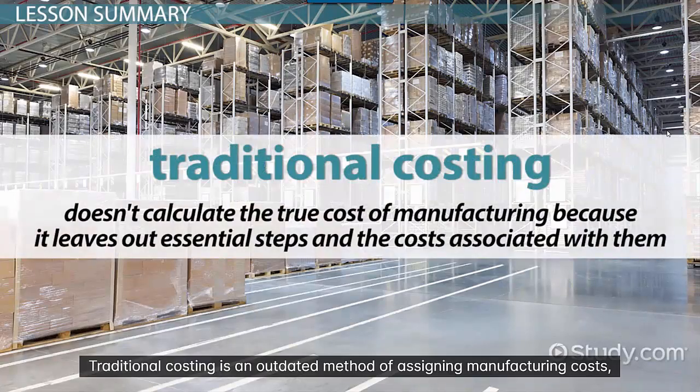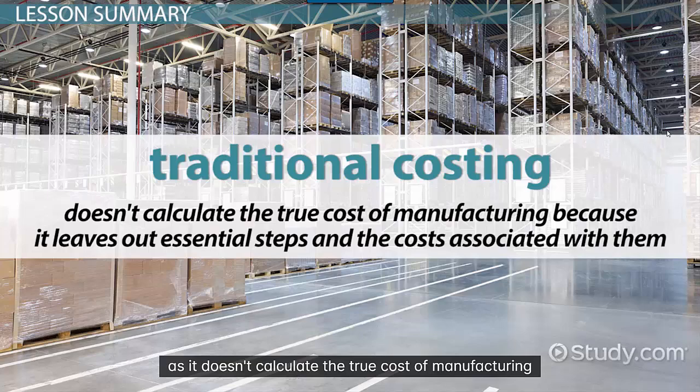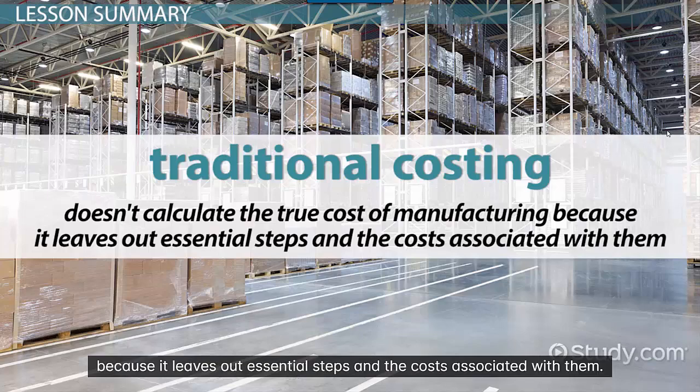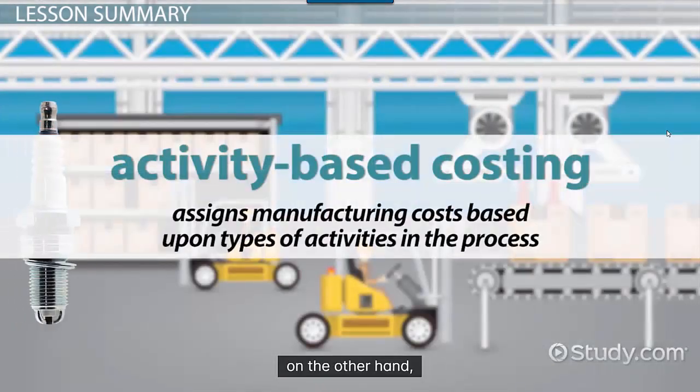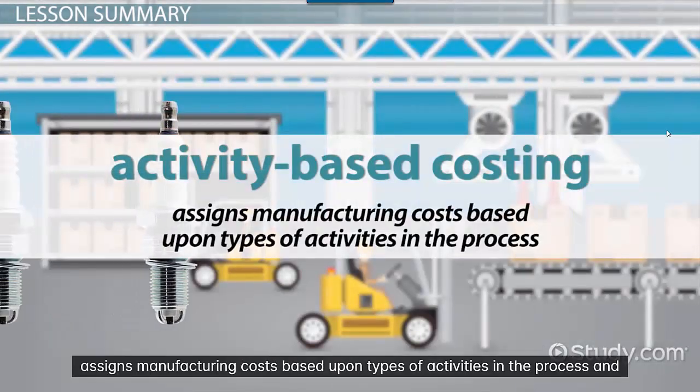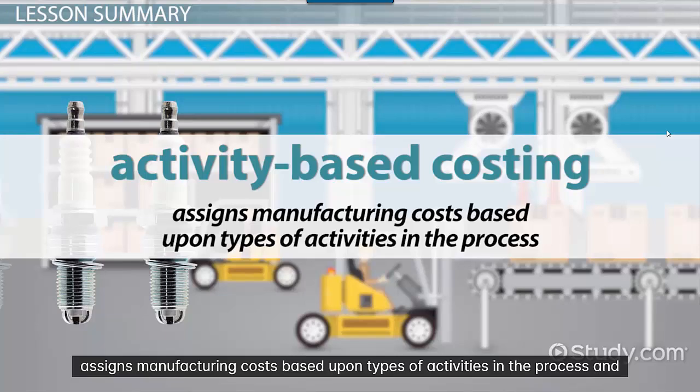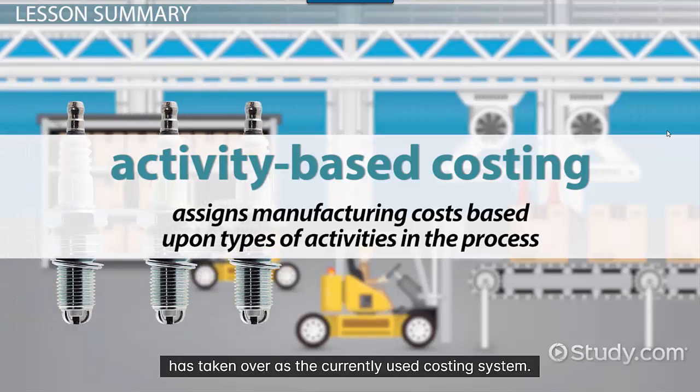Traditional costing is an outdated method of assigning manufacturing costs as it doesn't calculate the true cost of manufacturing because it leaves out essential steps and the costs associated with them. Activity-based costing, on the other hand, assigns manufacturing costs based upon types of activities in the process and has taken over as the currently used costing system.